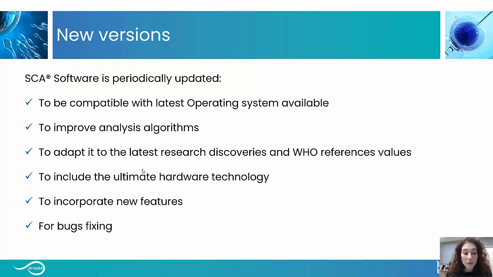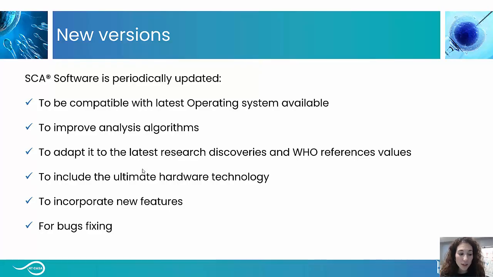Then also to improve the analysis, our algorithms, we always try to improve the detection of the spermatozoa, and then of course we need to be updated about this topic. So we apply, as I said, artificial intelligence to always try to improve the algorithms. Then, of course, to adapt it to the gold standard, the guidelines, which, as I indicated, is the WHO manual. So every time, more or less every 10 years, a new version of this manual is published.